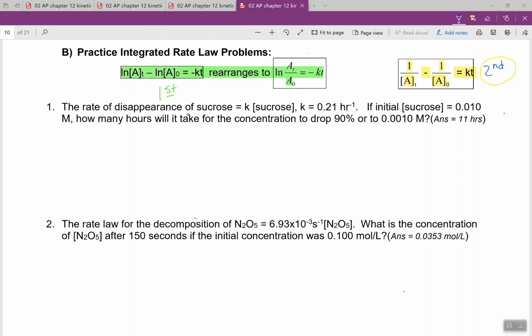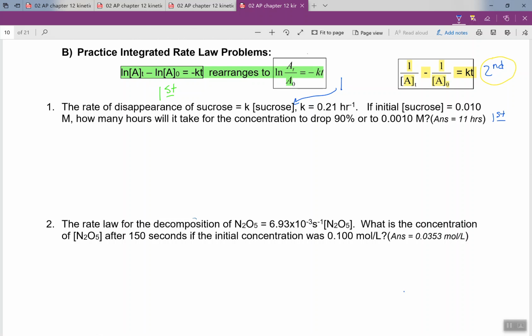So the first thing we need to do when we read a problem is decide what type of equation we have. So we have the rate of disappearance of sucrose equals k times the concentration of sucrose. They have given us an exponent here of 1. So we know right off the bat that this is going to be a first-order reaction. So this is first order, so we're going to be using one of the green equations, whichever form is easiest to use.